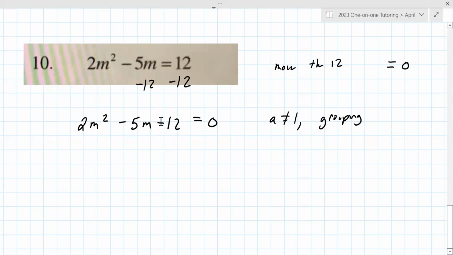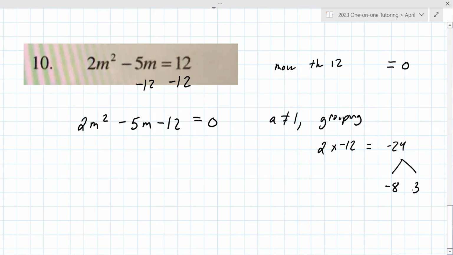That 2 and the minus 12, what's the math operation there? What do you do to those two numbers? Just like the last problem. Oh, you gotta multiply them. Yes. 2 times minus 12 is minus 24. And now you're looking for two numbers that multiply to minus 24, but add to minus 5. Could you come up with those, please? -8 and 3.